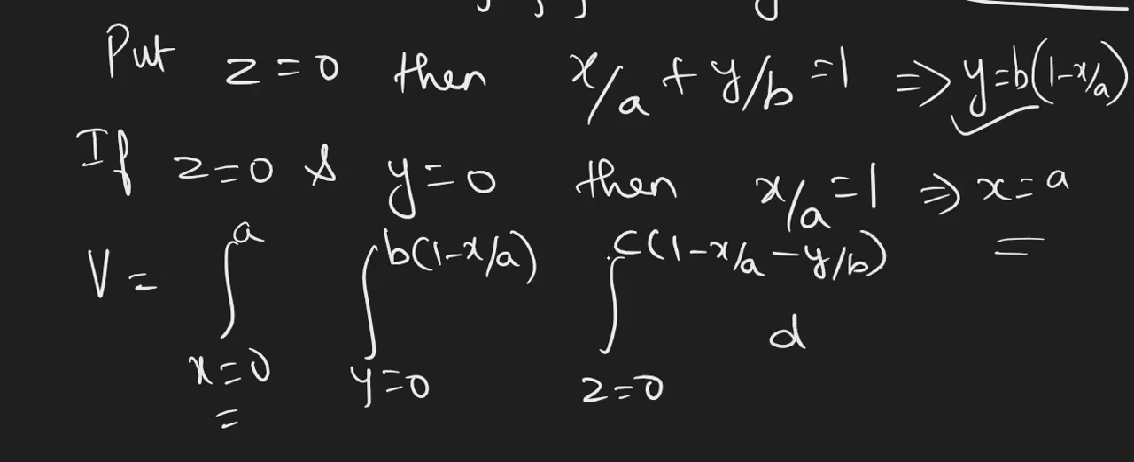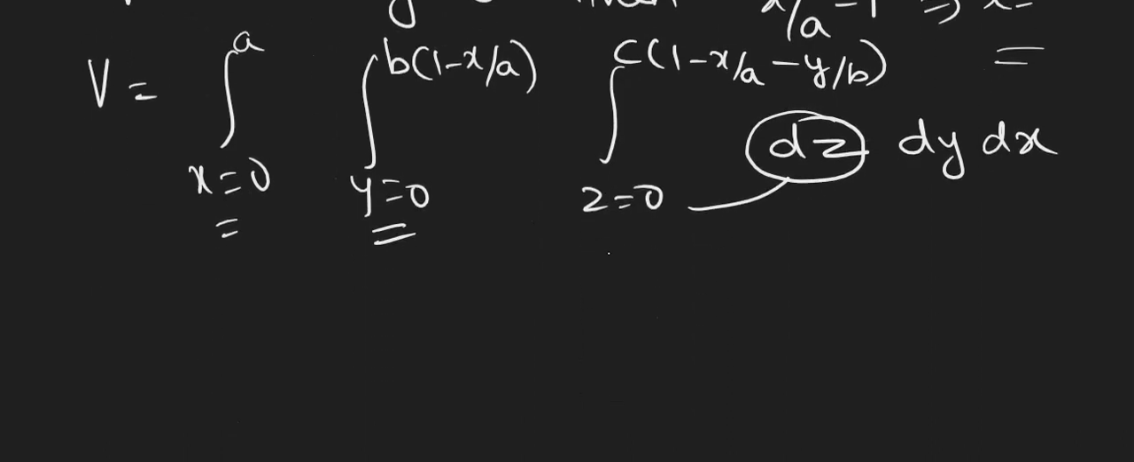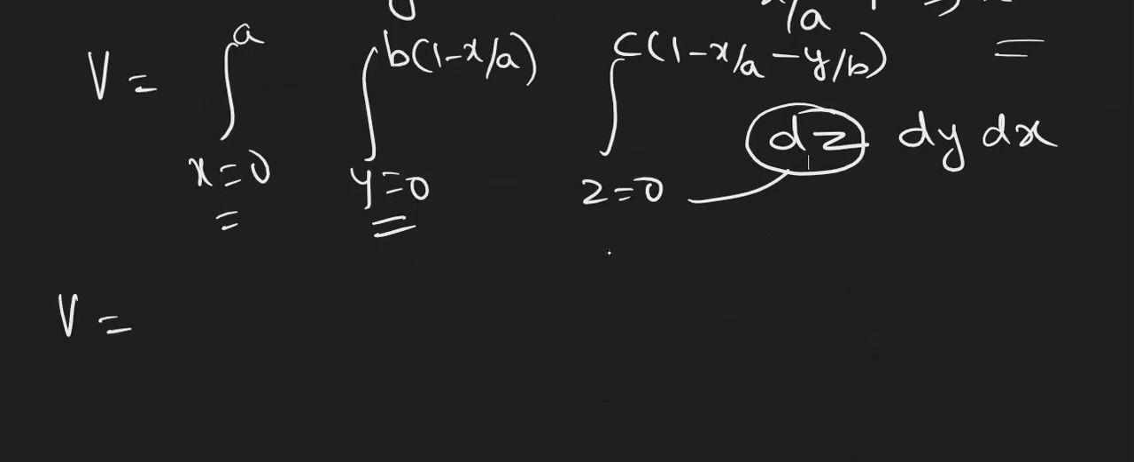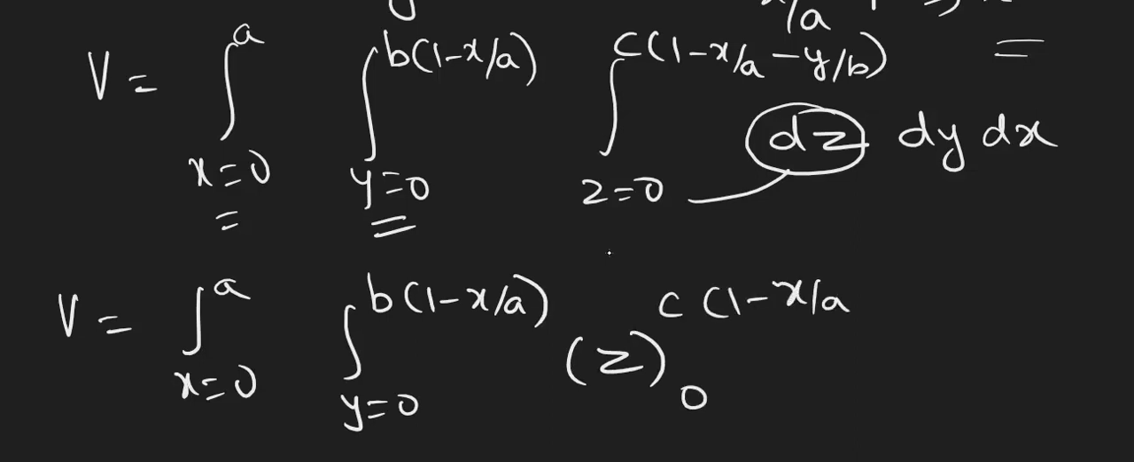What is the order here? dz, because I have written z first and then y second, dy, and then finally dx. So first if I integrate dz, I will get z. So volume is nothing but x from 0 to a, y from 0 to b into 1 minus x by a, of z. What is the limit for z? 0 to c into 1 minus x by a minus y by b. Only the upper limit exists, the lower limit is 0.